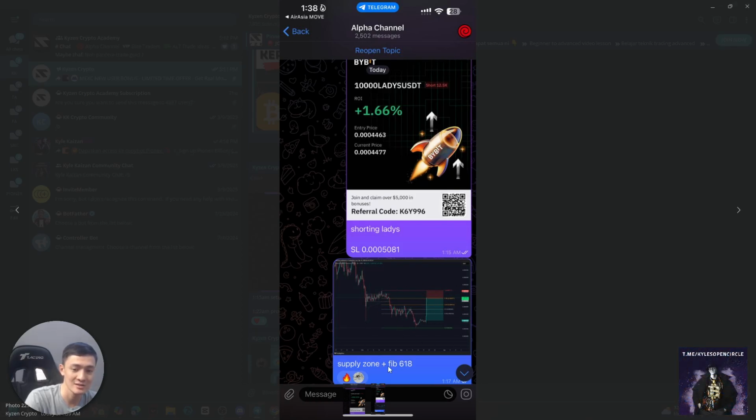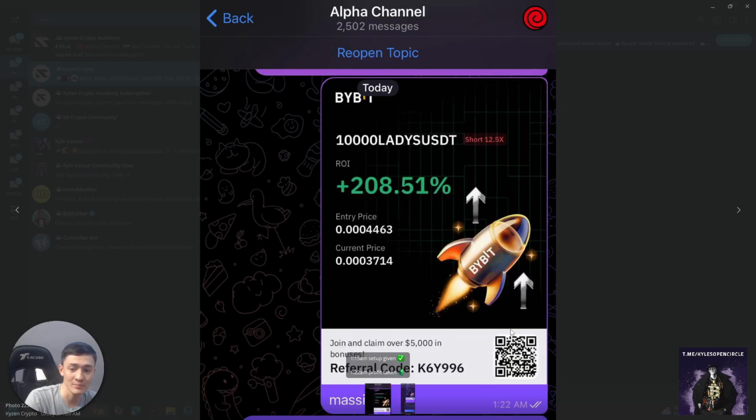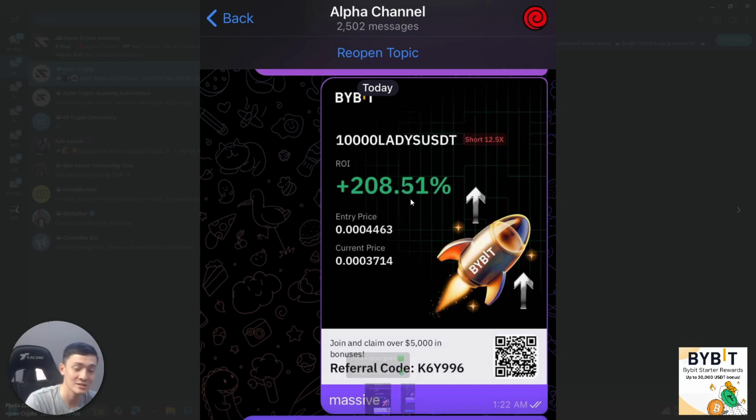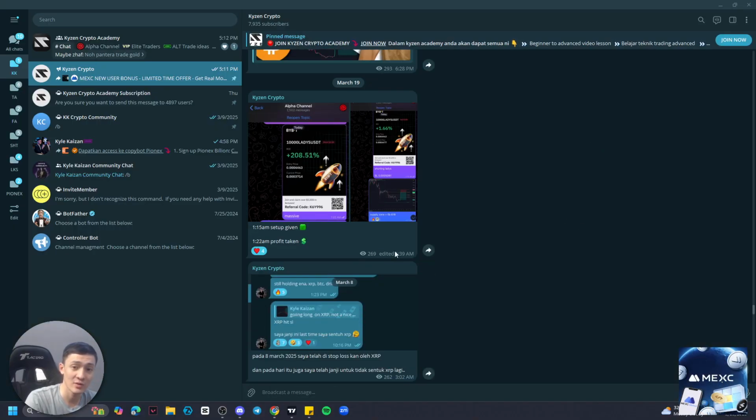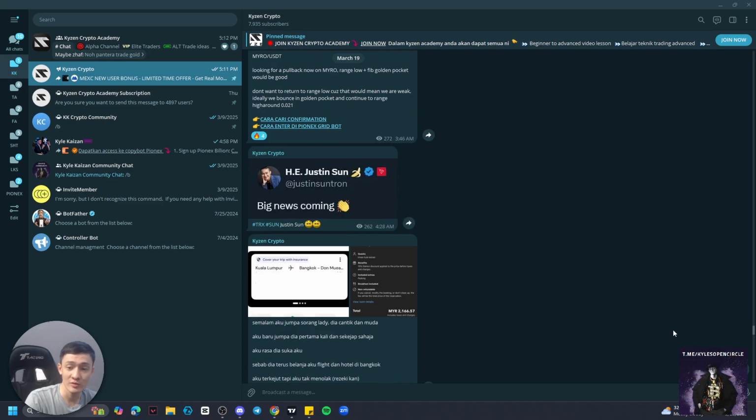Analysis is right here. Supply zone plus fib. And you can see, boom. About 7 minutes later, profit 200% in 7 minutes. Ladies dumped last night and we got very, very massive profit from this trade. So two really good trades.